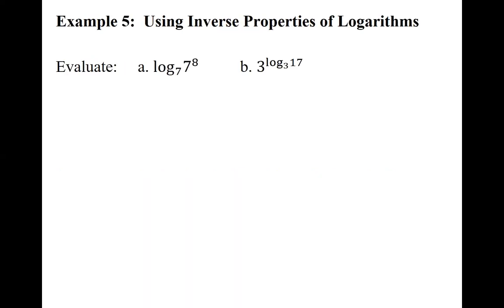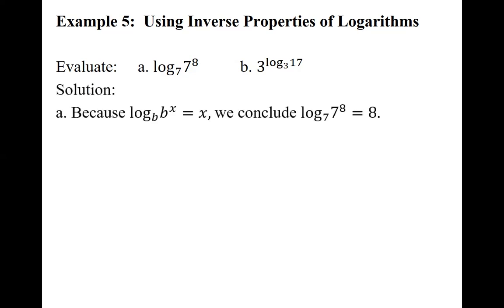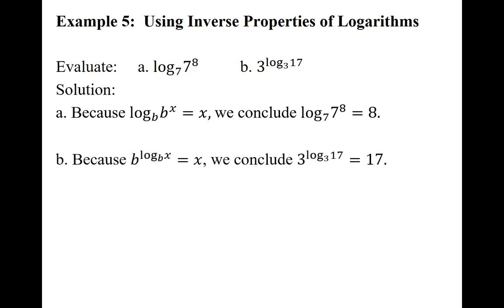How would we use these properties? Well, in A, log base 7 of 7 to the 8th, the log base 7 and the base 7 cancel each other out, just leaving us with 8. Or you can think 7 to what power is 7 to the 8th? 8. In B, we have a base 3 raised to a log base 3. The base 3 and the log base 3 cancel each other out, just leaving us with 17 out of the exponent and into the actual numbers.